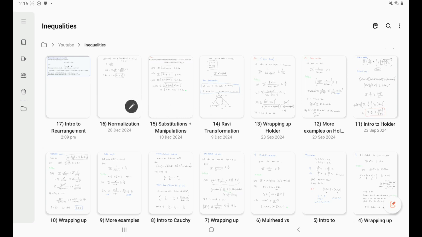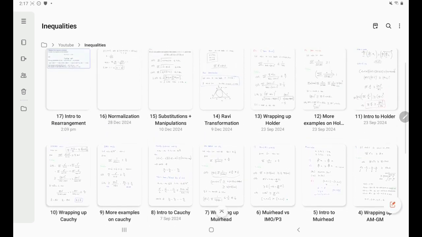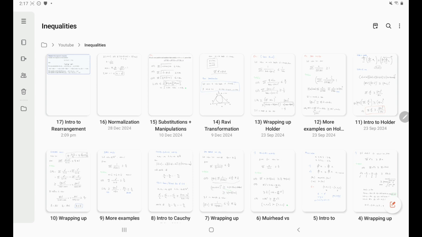In today's video we'll be starting with the rearrangement inequality, which is also a classical inequality. It's not as classical as the AM-GM and Cauchy, not as important, but it definitely has some very good applications. In fact, for some of the recent IMO problems you need to use the rearrangement inequality at some point. So it's definitely worth it.